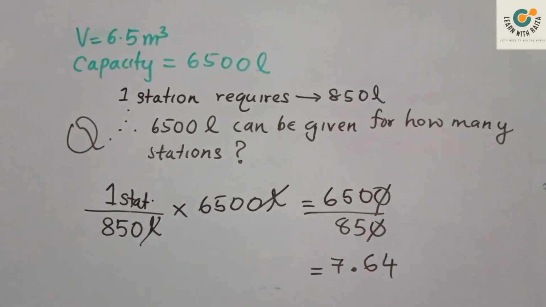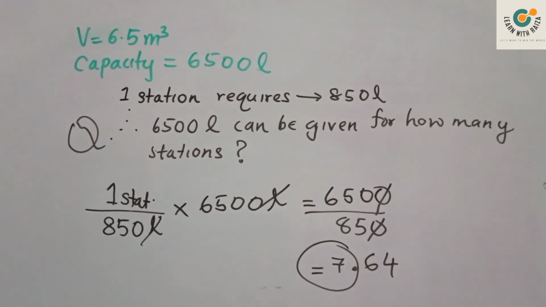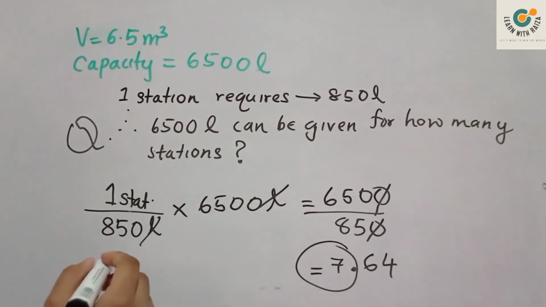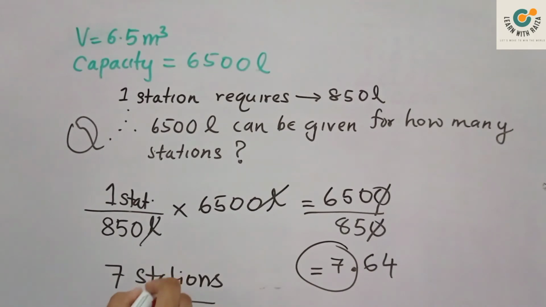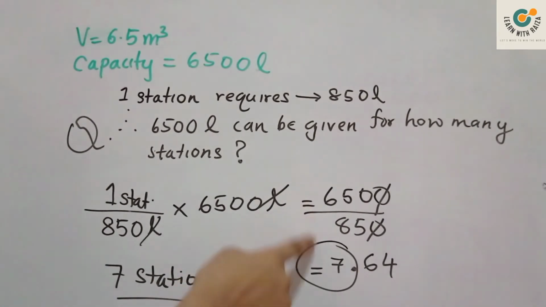So we can't write 7.64 stations. The nearest, or we can say the maximum number of stations that can be supplied this water is only for 7. Only for 7, so not water, oil. For 7 stations we can supply this oil from this Bowser. So this oil is not sufficient for 8 stations. That is the reason. You can show the reason by showing the decimal value that you get here.